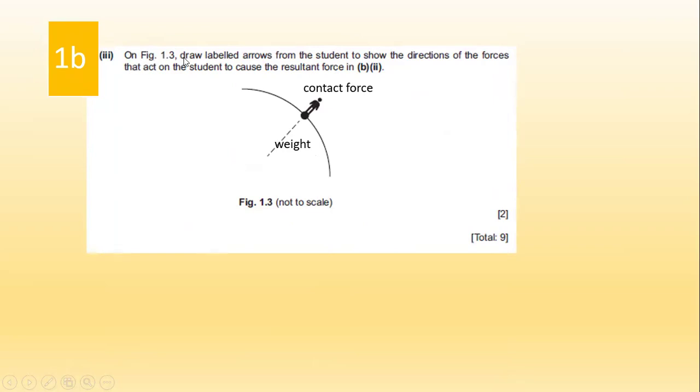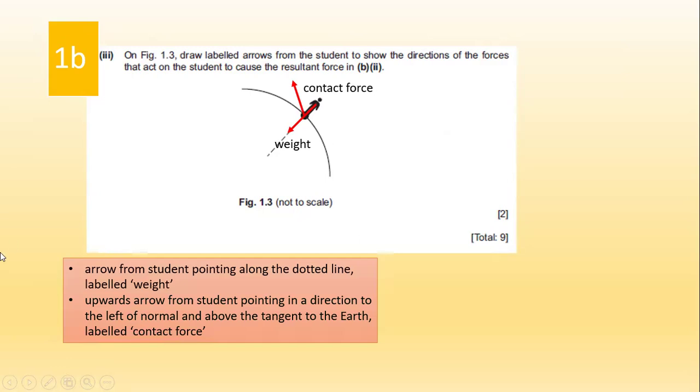On figure 1.3, draw or label the arrows from the student to show direction of the forces that act on the student to cause the resultant force. Right? Weight is going towards the center of the earth, and the resultant force is going this way. So there must be a contact force going the other way. Okay.